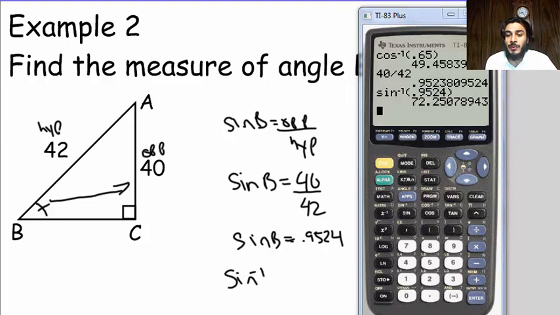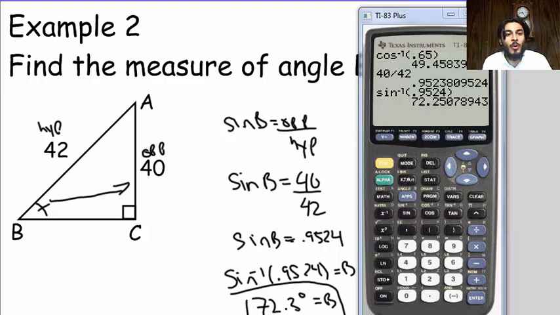So when we do the opposite of sine on both sides, we get 72.3 degrees. That is our final answer.